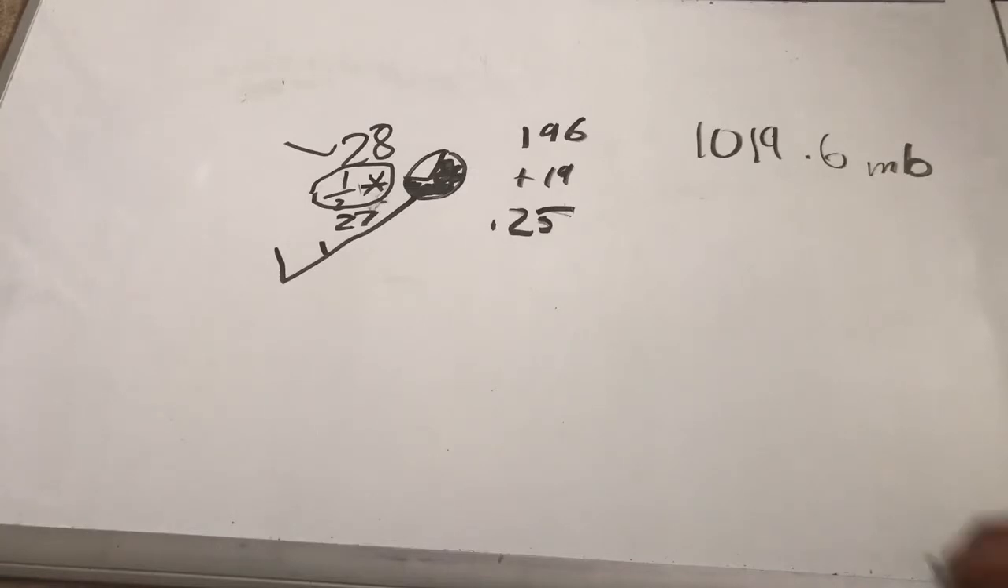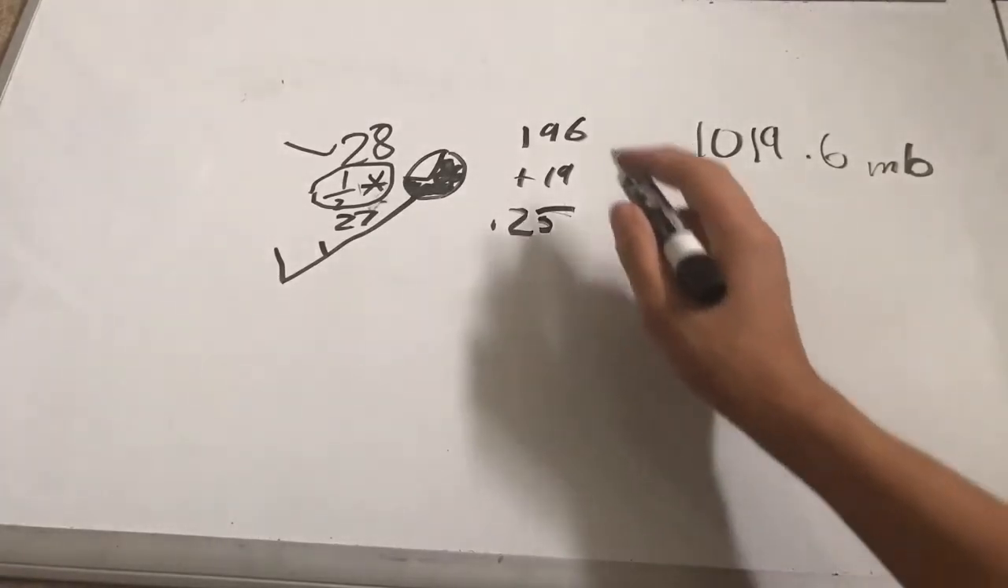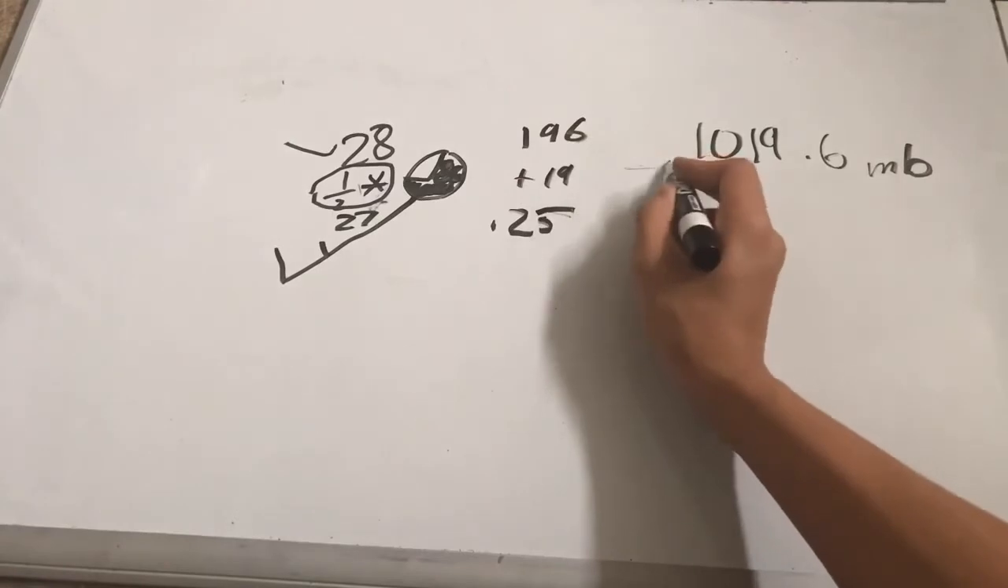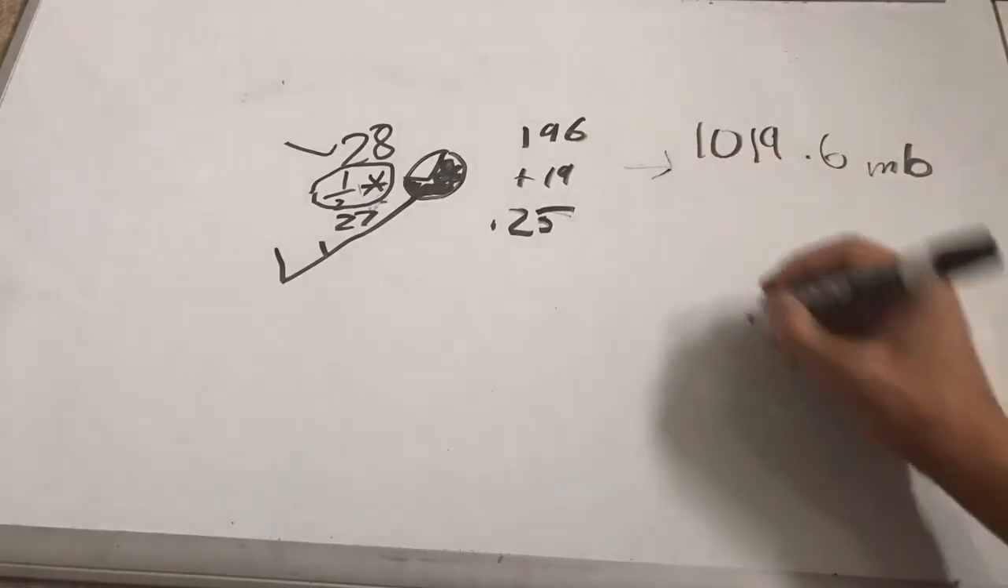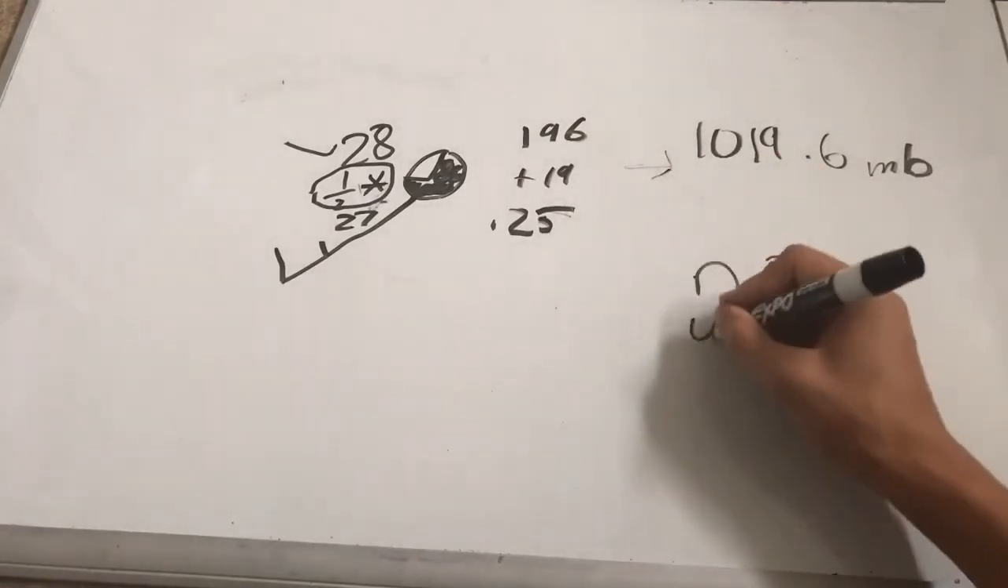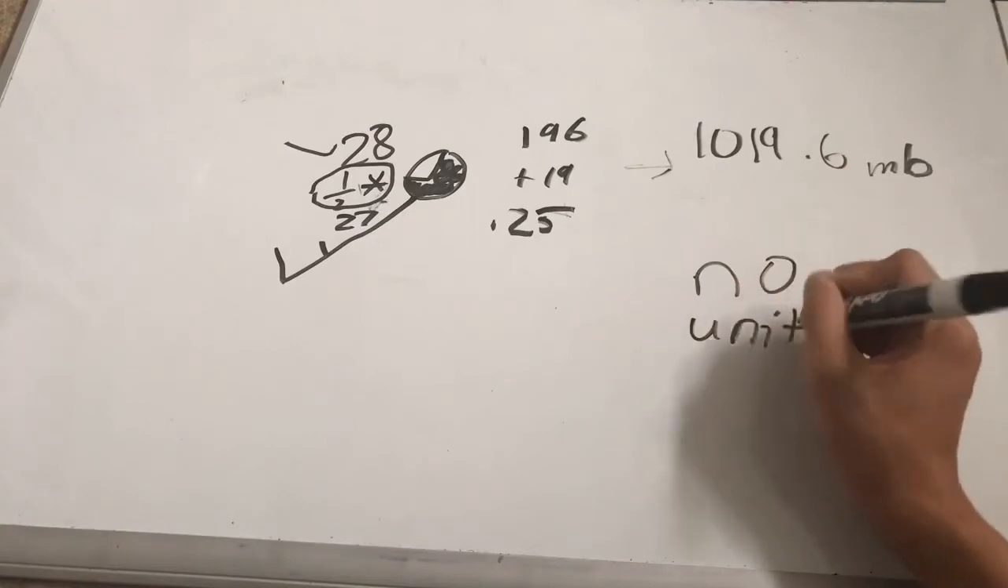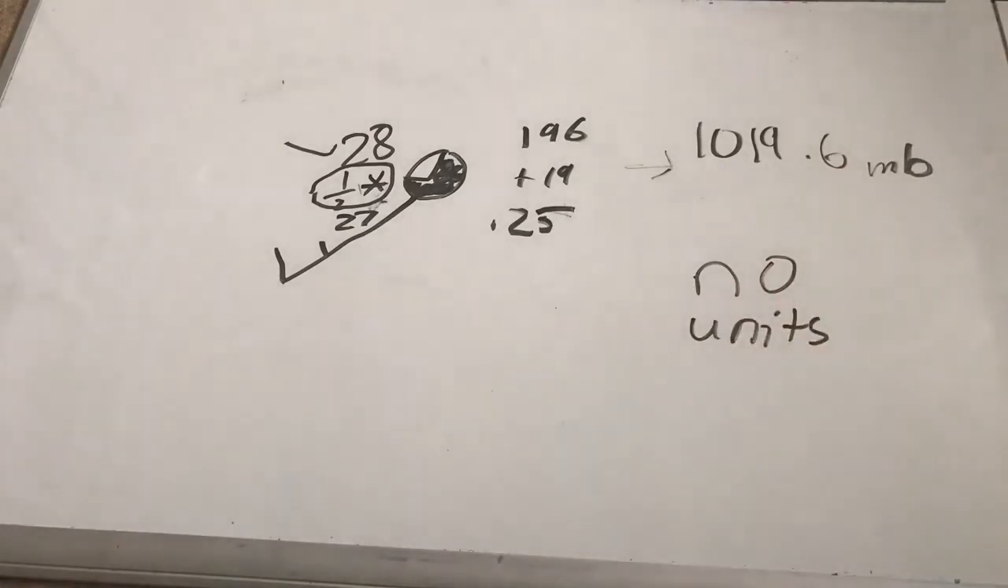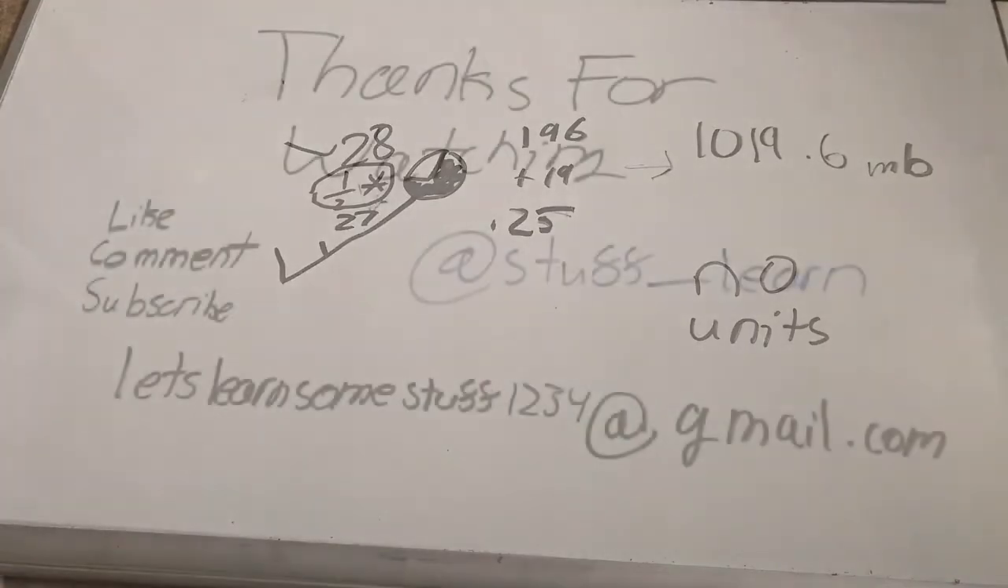Be sure to remember the way to convert this number into the correct pressure, and that there are no units. So no miles per hour, no degrees Fahrenheit, and no millibars found on the station model.